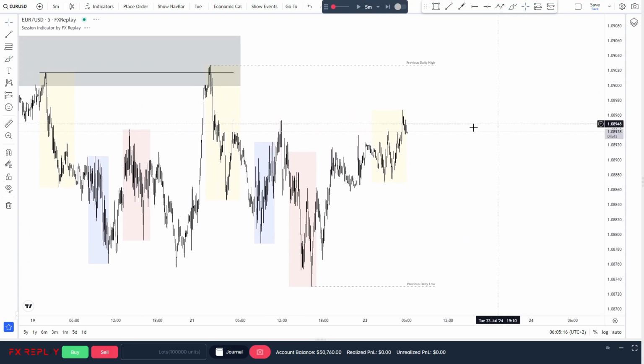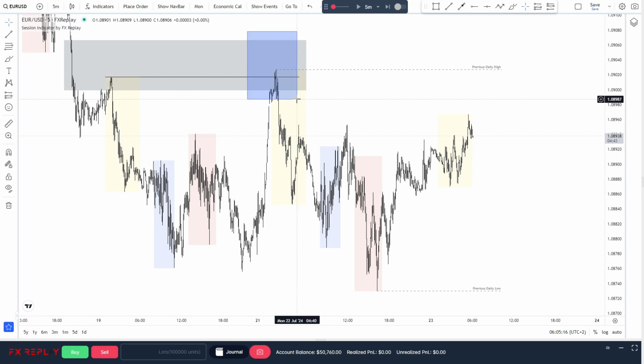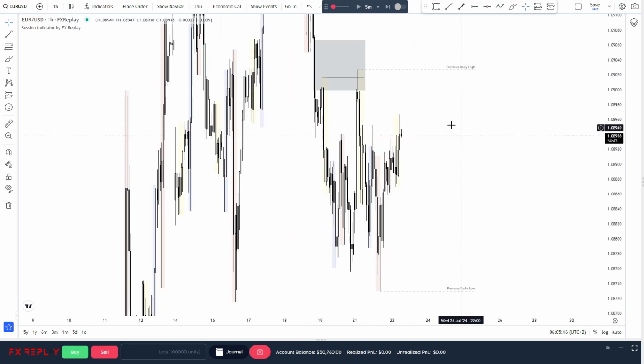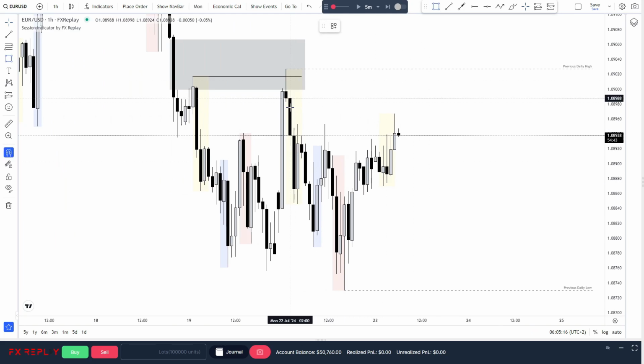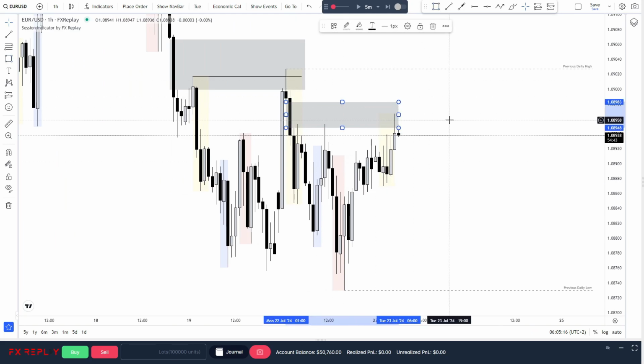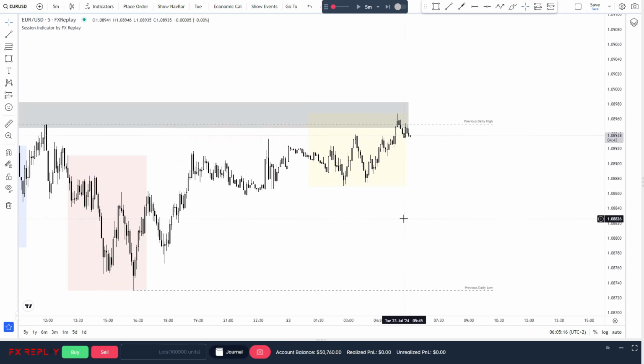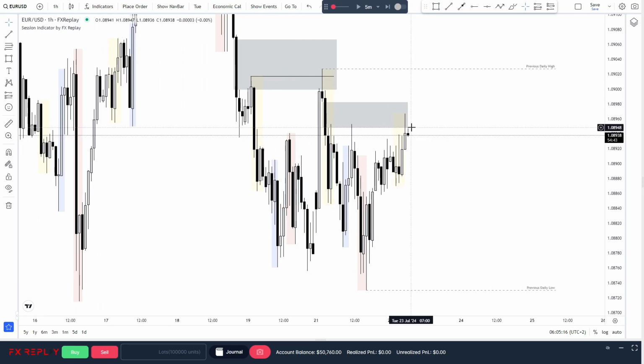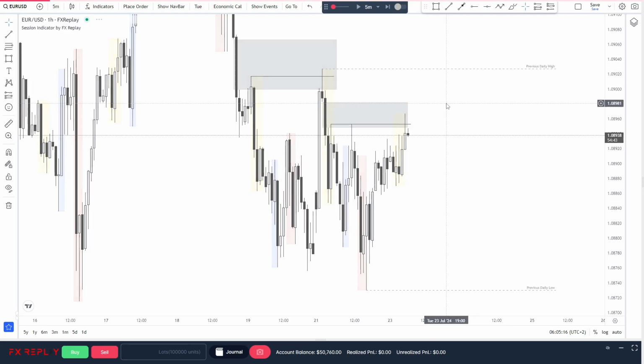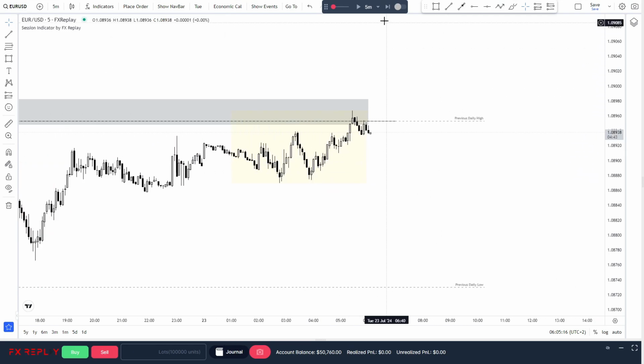As you can see here, we've reacted off of the hourly fair value gap, and then we've made another one right here. During Asia, we traded into that hourly fair value gap, and we've swept all of this buy side. So at this point, I was not expecting price to come up anymore. Let me just play until London open to make it a bit more clear.